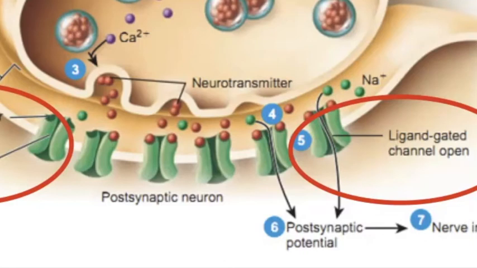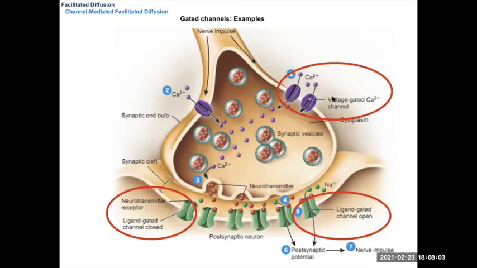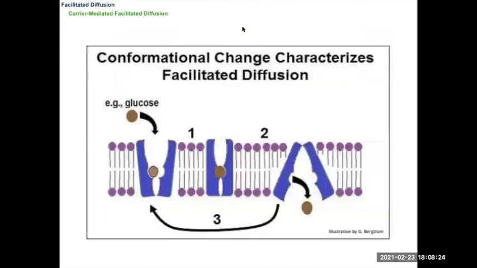There are also other types of channels, such as mechanically gated channels, where pressure or sound waves and stuff are going to open up these channels, right? So this is a way of signaling, having a signal cause this change in membrane potential, which we'll get into later, right? But these are all types of gated channels.